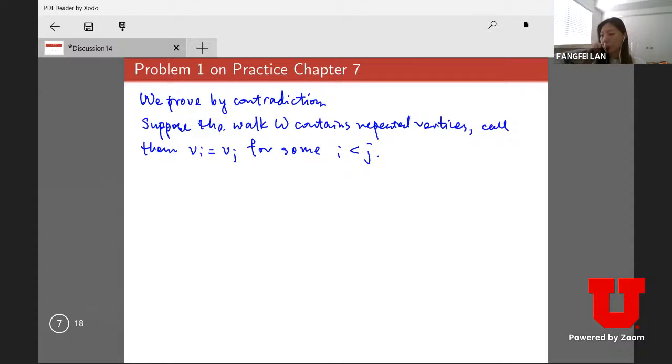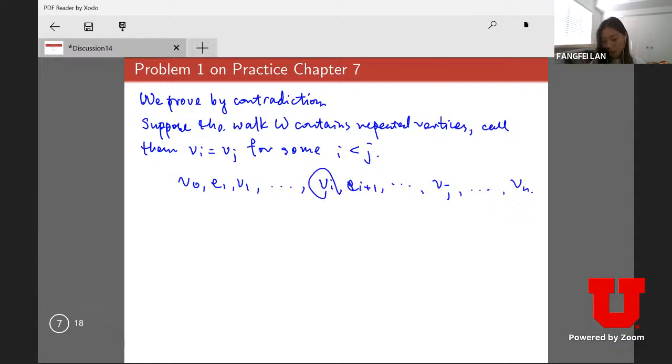So what happens now? What do we do now? This is the repeated stuff. There are edges in between, right? You can imagine this walk looks somewhat like V0, E1, V1, and then somewhere in between there's Vi, E(i+1), and then Vj. And then it keeps going until Vn. So what do we do here?